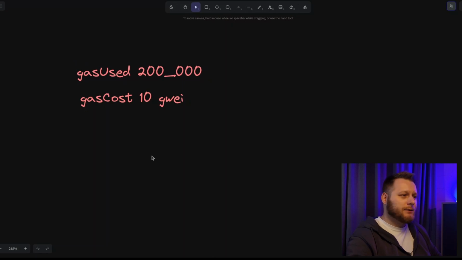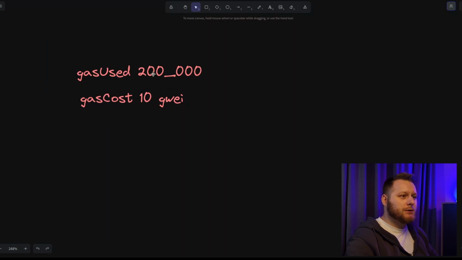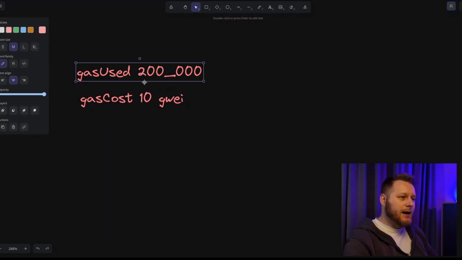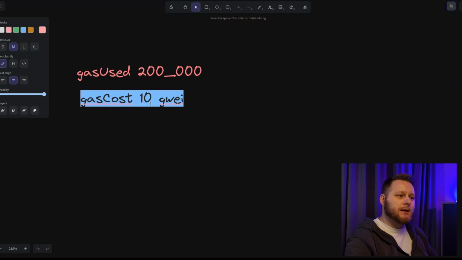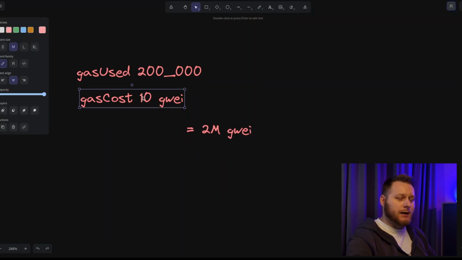And the amount you pay is determined by gas used and gas cost. So let's say that you have a transaction that used 200,000 gas and the gas cost is 10 gwei. That means that it will cost you 2 million gwei to run the transaction with a given gas cost.